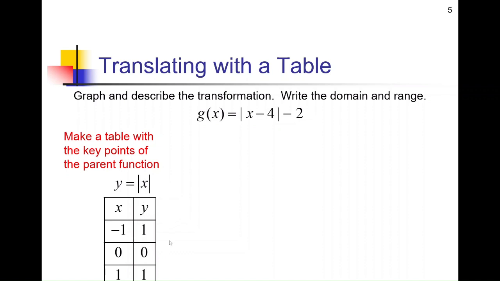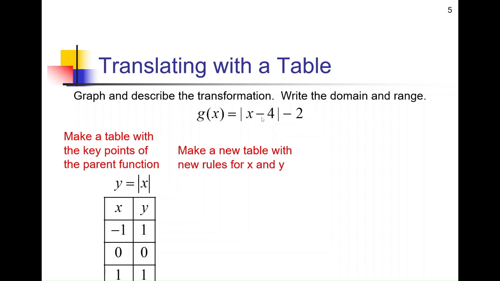So what are we going to do with these? Our next task is going to be to make a new table with new rules for all these x and y values. And we're going to do that by taking a look and seeing what this function is actually doing with these transformations. So what is this x minus 4 in here doing?